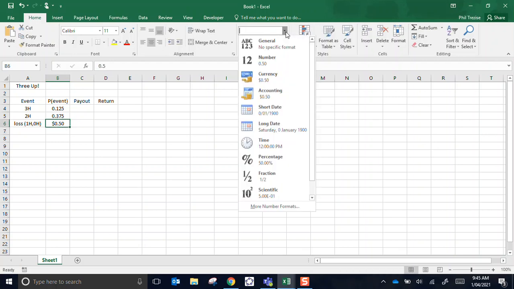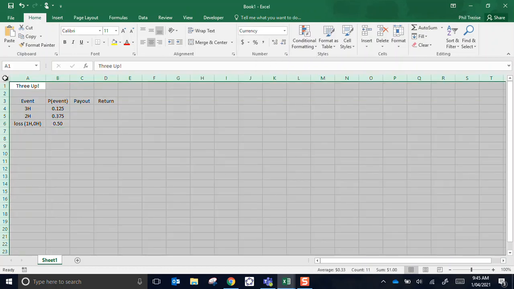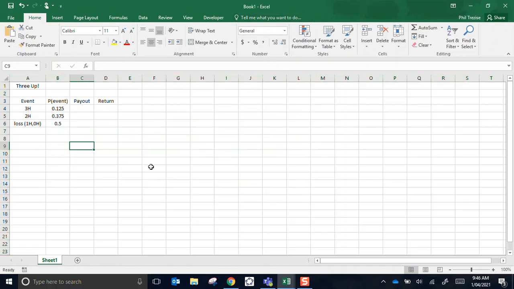For some reason, everything in my spreadsheet thinks that it's money. That's annoying. Let's just make sure that everything is in a general format.